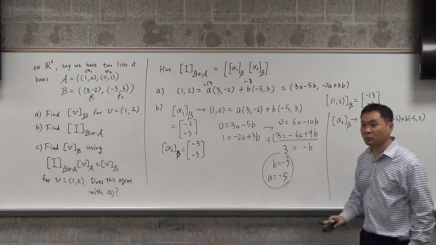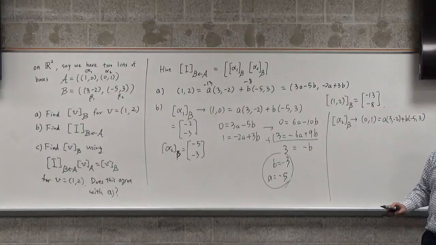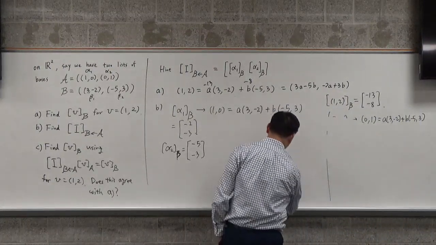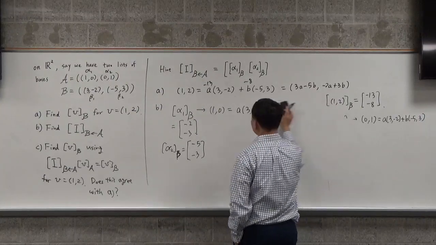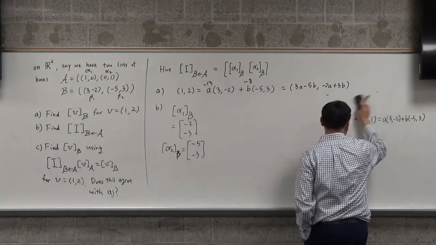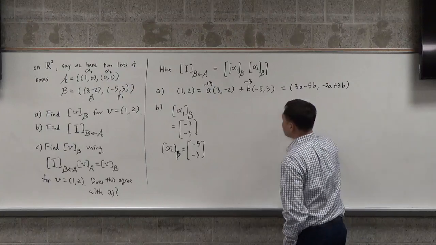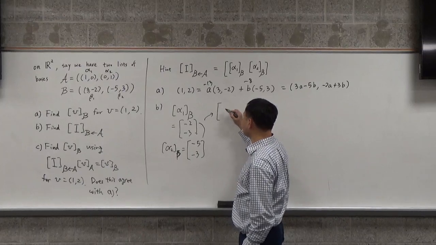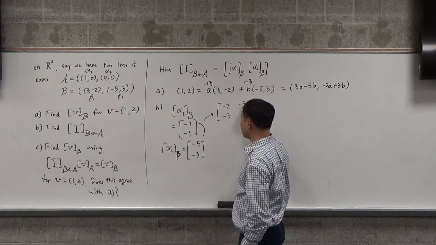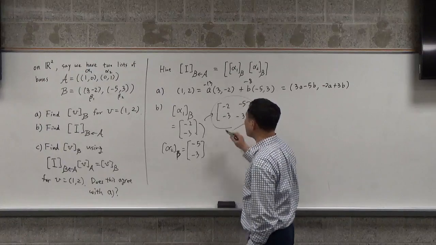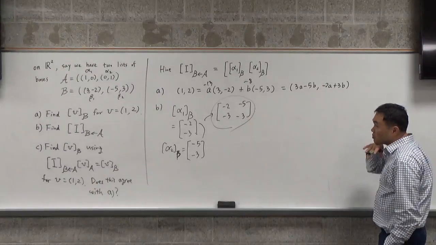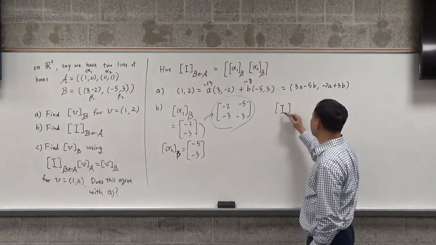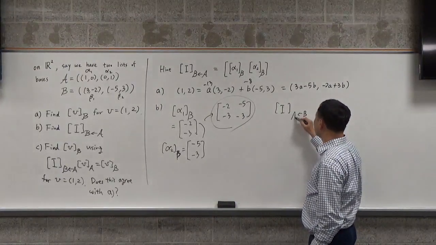Okay? So that's what we got. Is that okay? And another way I suggested, which is the quicker one, if you know. So from these two we get that the matrix is negative 2, negative 3, negative 5, negative 3. That's what you get.